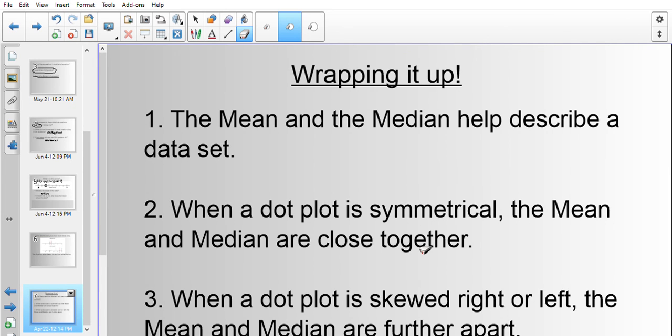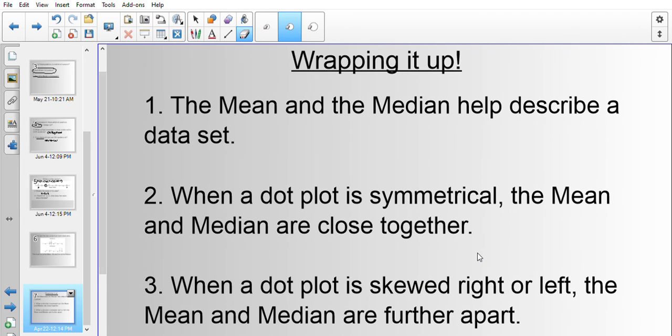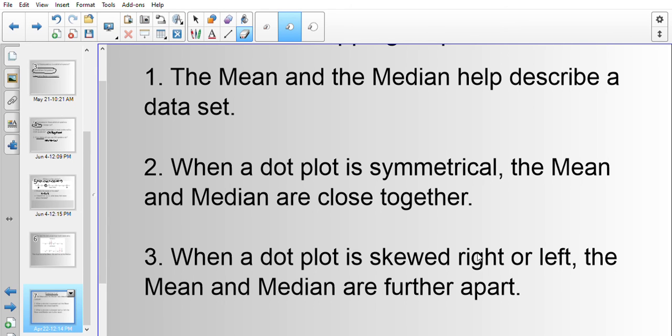So, wrapping it up for today, the mean and the median help describe a data set. When a dot plot is symmetrical, the mean and the median are close together. When a dot plot is skewed right or left, the mean and the median are farther apart.